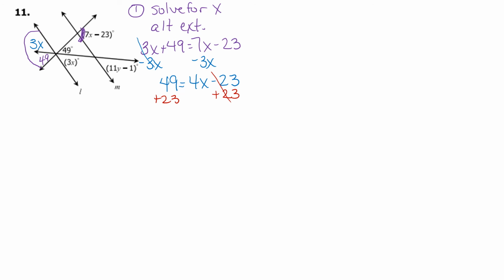And that would end up leaving me with 72 equals 4x. Now to isolate the variable, divide both sides by 4, and x equals 18. So that's an important piece of information. We have to find the measurement of both the x and the y. So at this point, we want to substitute the x equals 18 into, let's see, we're going to substitute it into this measurement.